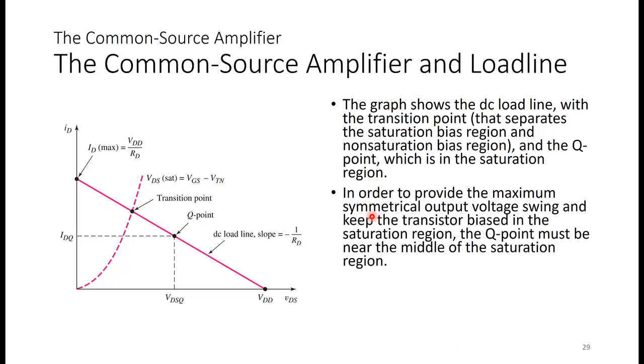Okay, so maximum symmetrical means no distortion. It's just the same, because if you're talking about an AC input signal, sinusoidal, and you want to keep it symmetrical, then you have to keep it biased in the saturation region, not going into the non-saturation region. So for that reason, we want to keep the Q point in the middle of the saturation region.